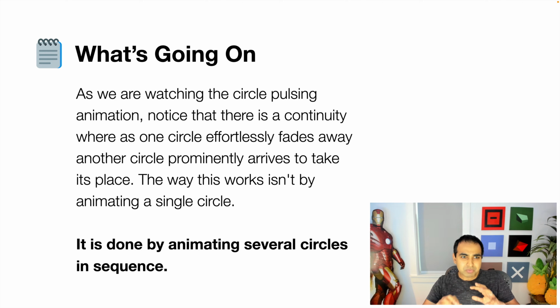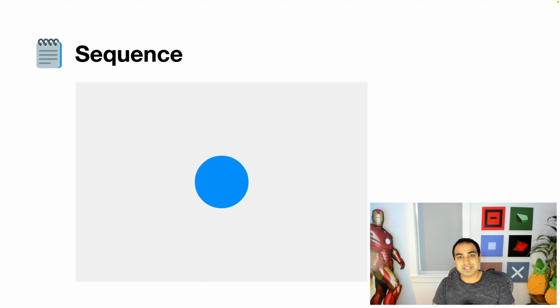So what's really going on? When you're watching the circle animation and it's pulsing, there's a continuity. We'll see that one circle appears, it disappears, another one is already within view, and it's continuing to just cycle through this really nice, quick, repetitive cycle, which is very soothing. And the way this is done is by animating several circles in sequence. And so the sequence looks like this.